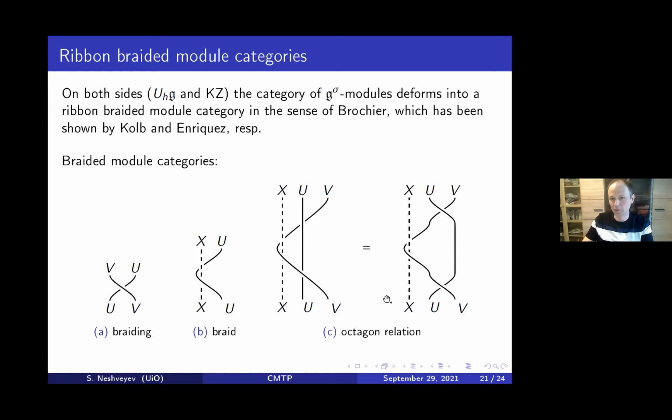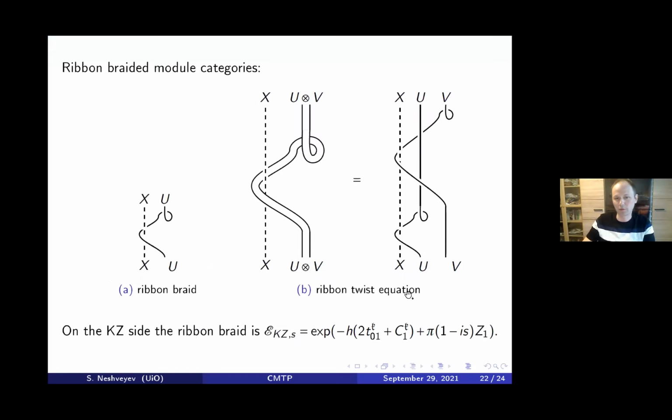One is the octagon relation, which looks as follows. You can move V around in two ways, either immediately around X and U, or you can first flip it, then move around X, and then flip again. And these two ways should coincide. But the situation is actually a bit even better because you have a so-called ribbon braid. To distinguish it from the usual braid, it is denoted by this symbol. So you have an extra term here to indicate that you really have a better structure.